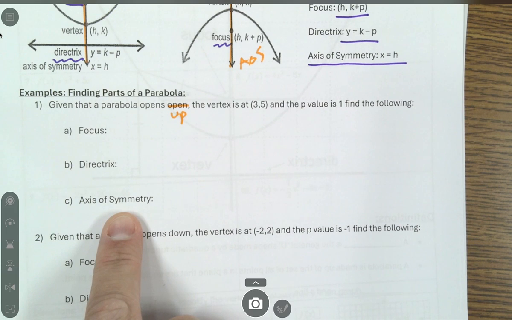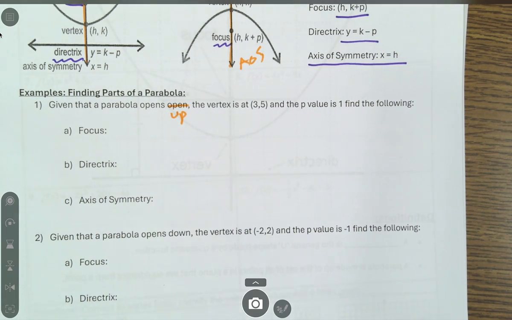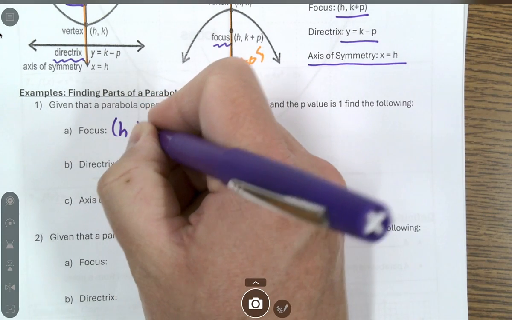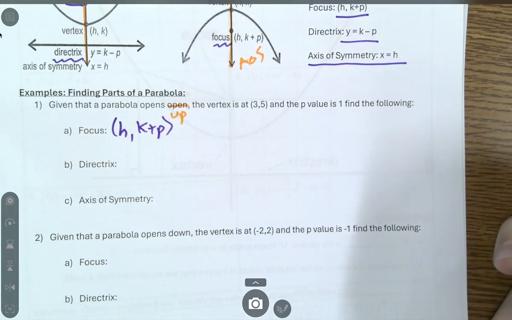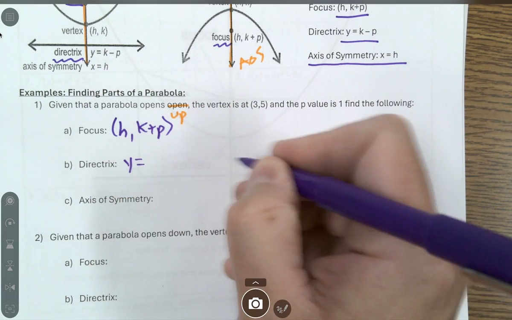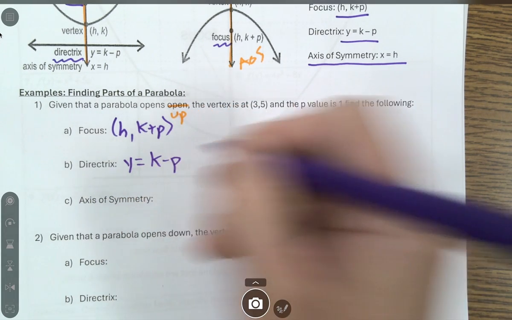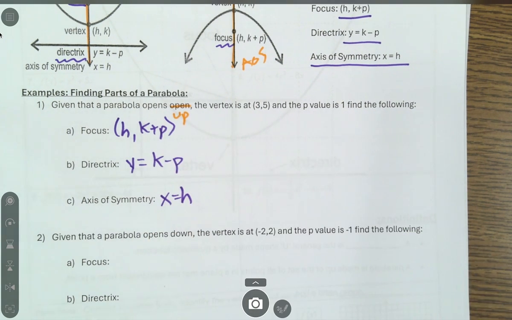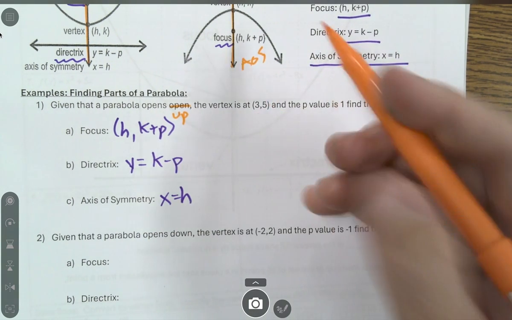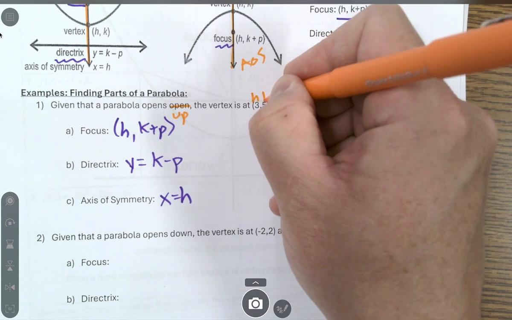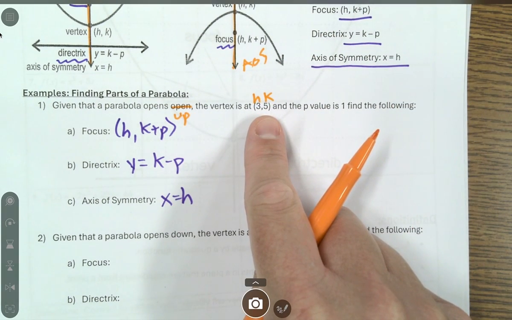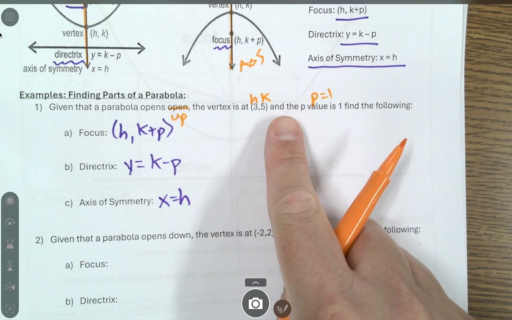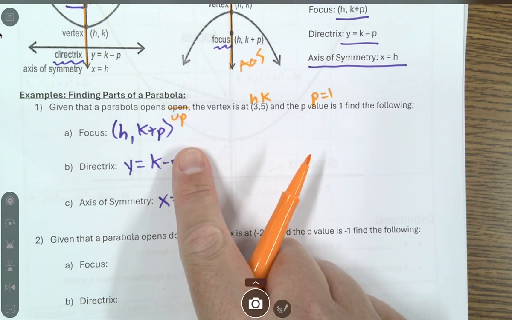Keep in mind, for your focus, we can use h comma k plus p. The directrix is y equals k minus p. Axis of symmetry is x equals h. And so we were actually given our h and our k when we were given the problem, and we have a p-value of 1. So we can actually stick all of these into these formulas and equations to solve the problem.